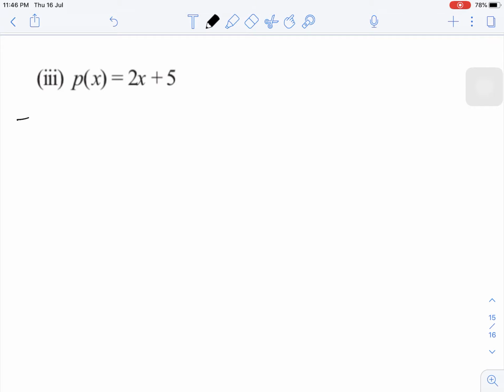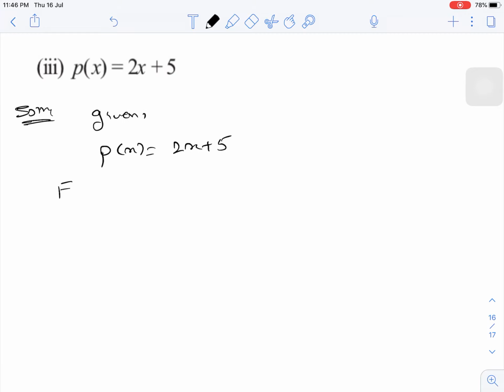So same method. Solution: given p(x) equals 2x plus 5. Now further what you will write, for 0 of a polynomial, let, now what is the condition, the polynomial whose 0 we have to find, we will write it equal to 0. So what you will write, 2x plus 5 equals 0.